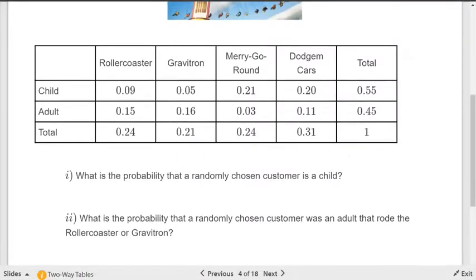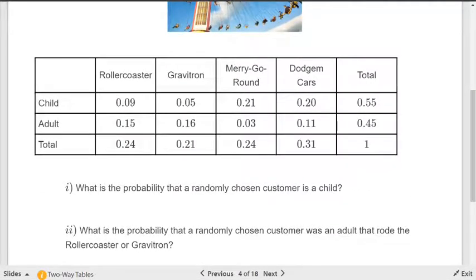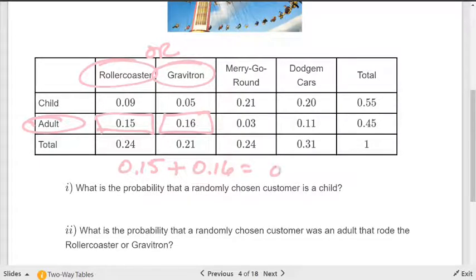What's the probability the randomly chosen customer was an adult who rode the roller coaster or the gravitron? Now, we got an or. Adult, roller coaster, gravitron. Right? So, adult roller coaster is 0.15. Right? And gravitron, and it's an or, so that means you're adding them. 0.15 plus 0.16 gives you 0.3. Hey, I got it right.